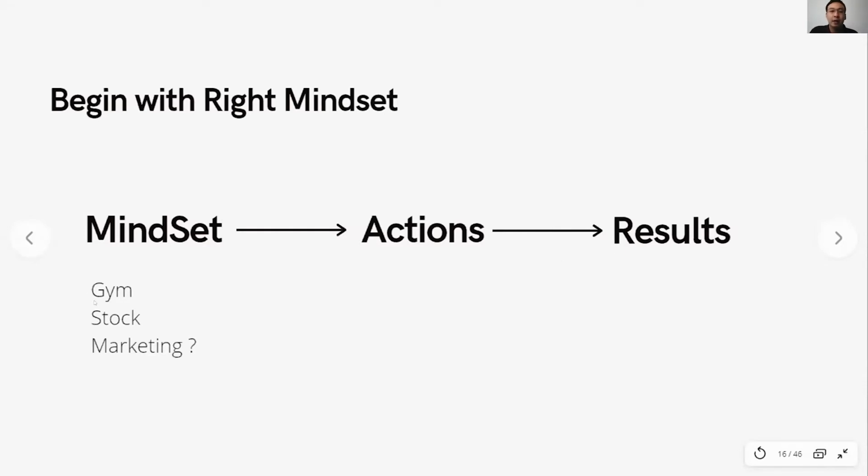How about the stock market? A lot of people just know how to buy and sell, but they don't understand how the stock works. They don't understand how the company is running. So they actually keep on making losses. You have to go back to the mindset itself, adjust your mindset, and only then can you change your action, and you will see a different result.